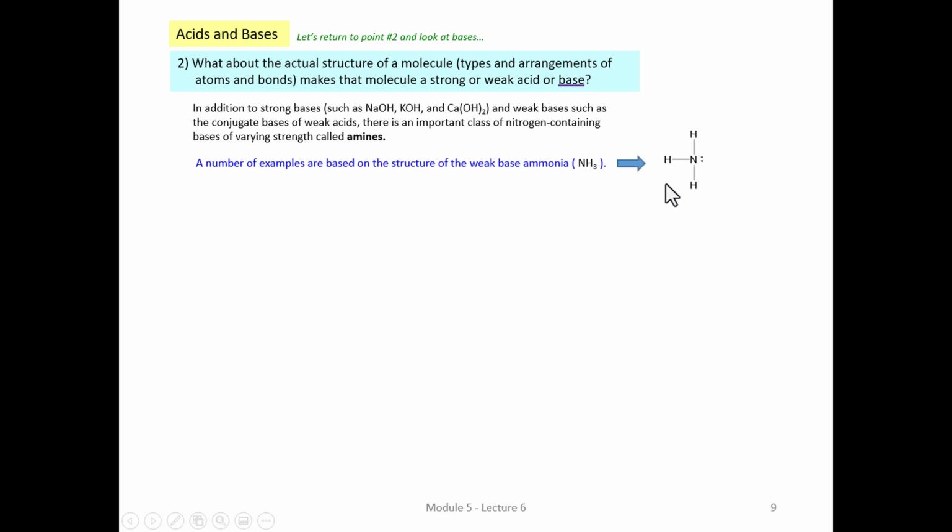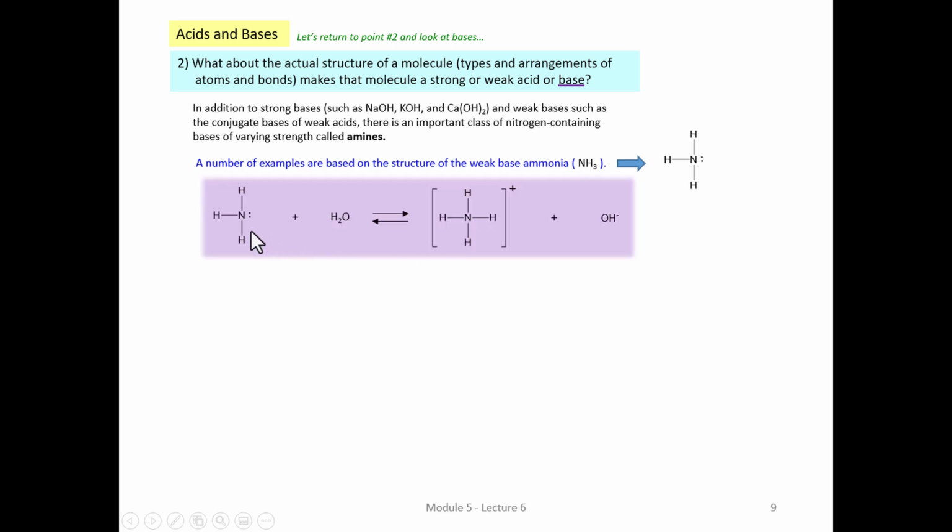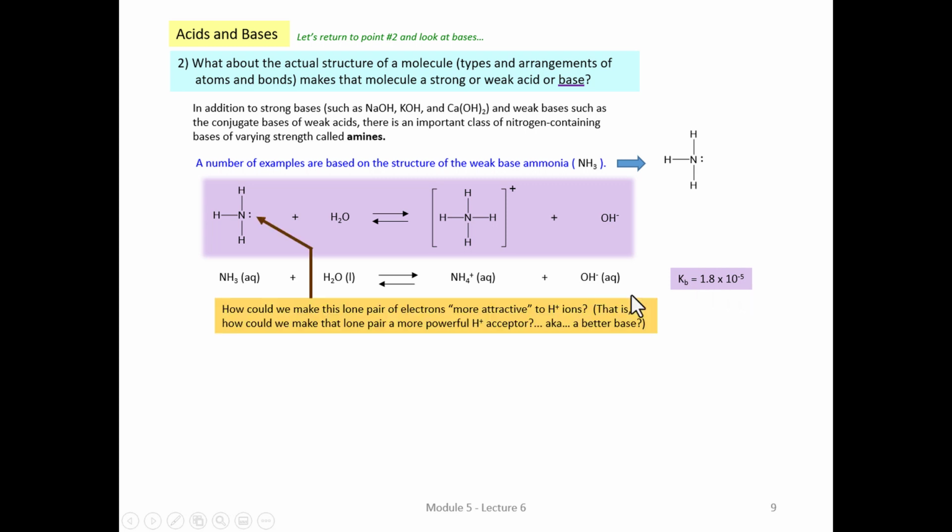So right here I've drawn the Lewis structure of ammonia. Notice the lone pair of electrons on the nitrogen. If ammonia reacts with water, it forms the ammonium ion and hydroxide. And of course, we've talked about this equilibrium before. Ammonia is acting as a weak base in water and forming hydroxide and the ammonium ion. And it has a Kb value of 1.8 times 10 to the minus 5.